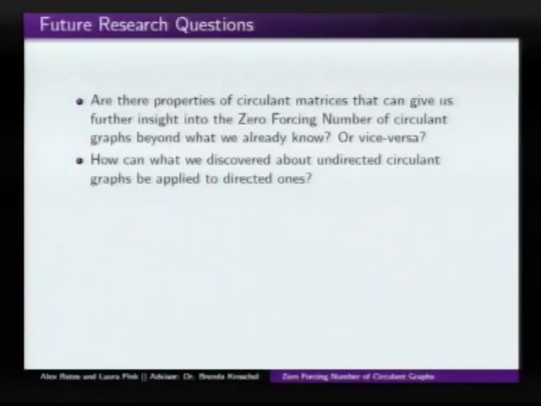We also wanted to know if the things that we discovered about our circulant graphs can be applied to directed graphs. The graphs we were looking at are undirected because when you have an edge between two vertices, it goes both ways. But there's also been study on graphs where the connection only goes one way. So we want to know if what we looked at applies to those types of graphs.